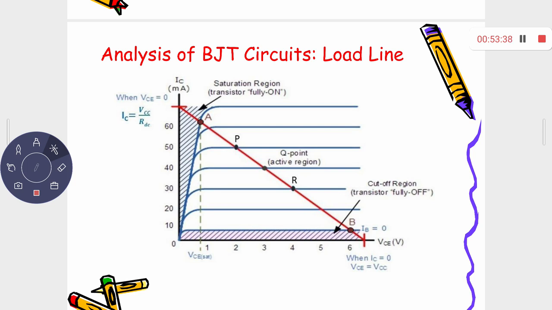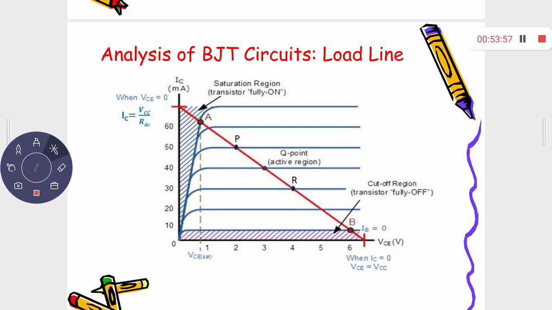You have no objection about the curve. You know it very well. IC versus VCE, three different regions of operation. Here you have the cutoff region, here you have the saturation region, and our region of interest is this one, the active region or linear region.